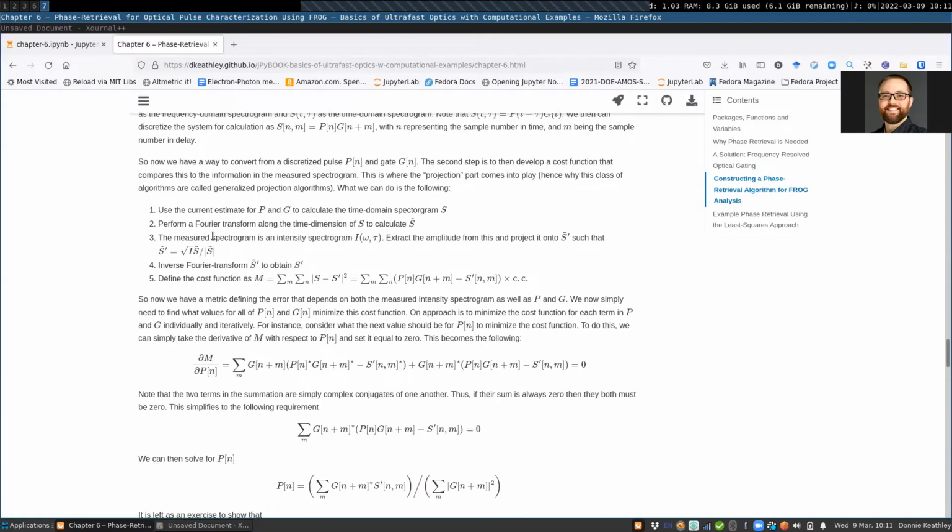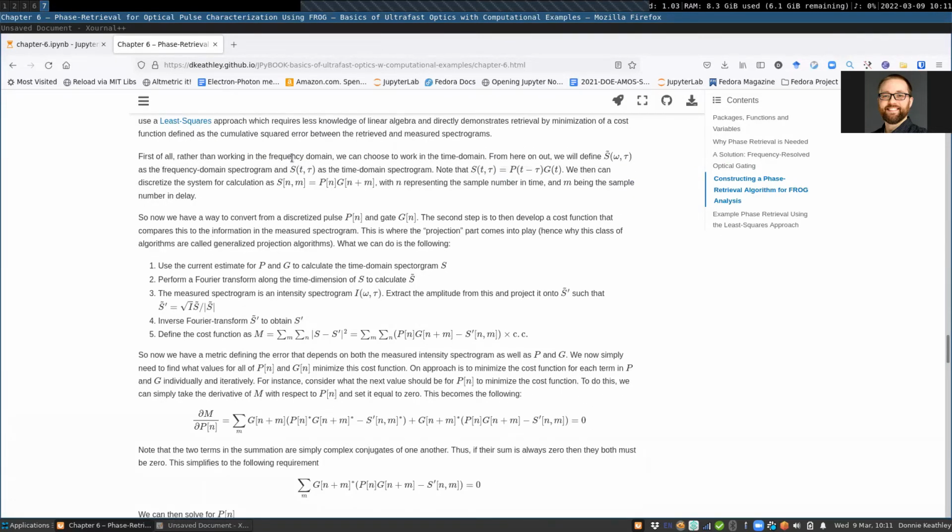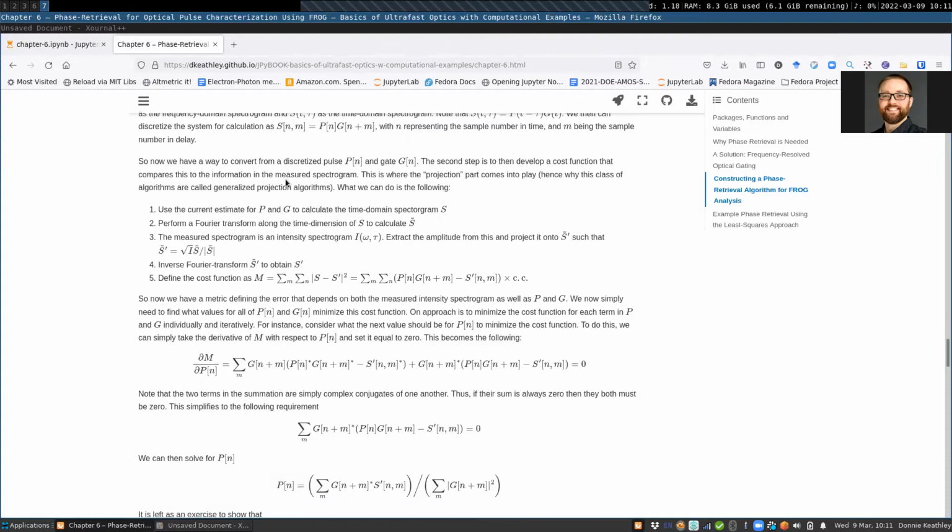Okay, so that's basically our first two things that we need to do. We're going to work with the time domain form of S, and we're going to discretize everything, in samples and time, in samples and delay. All right.